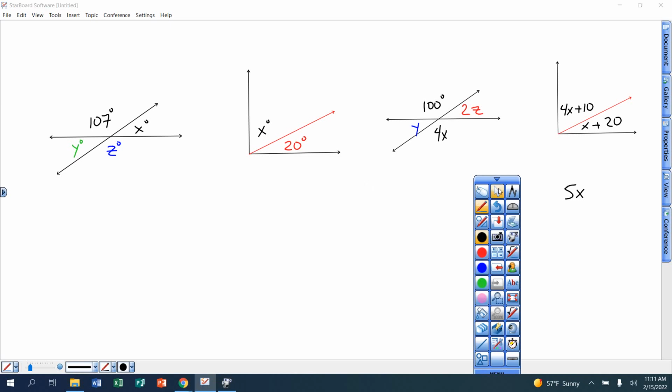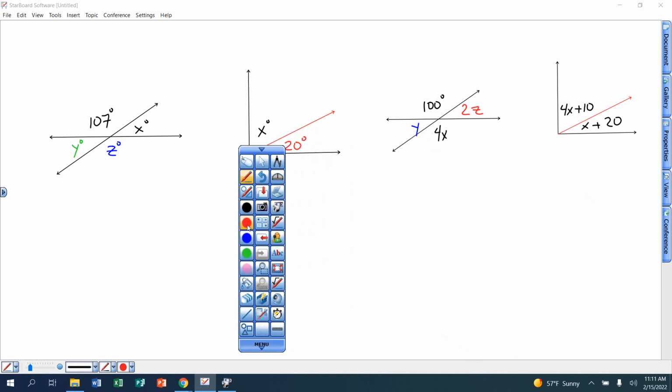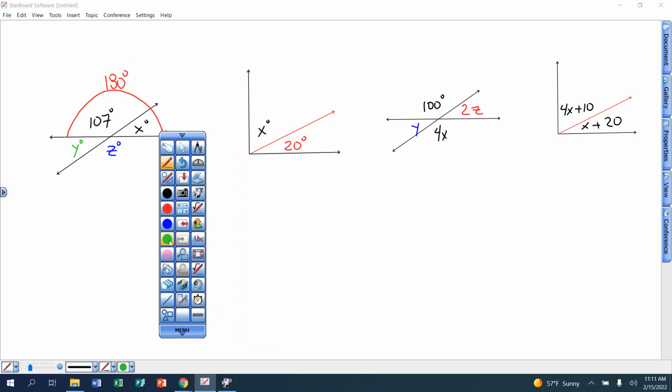Okay, for homework 215, I'd like you to copy down these 4 problems and the 3 words to show me that you listened. All right, these problems deal with supplementary. Supplementary are 2 angles that add up to 180 degrees, a half turn. Complementary is when you add up the 2 angles and it equals a quarter turn, 90 degrees.